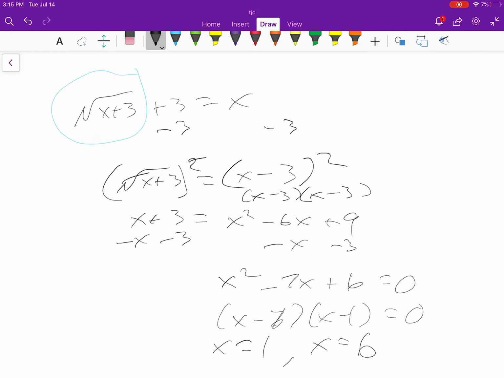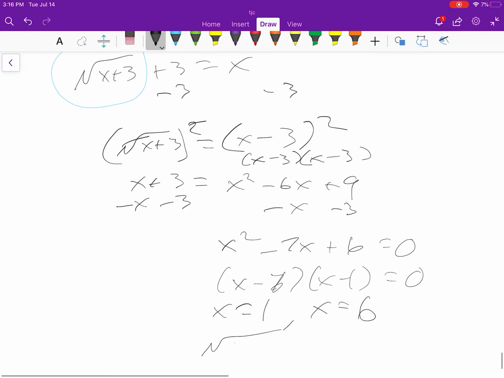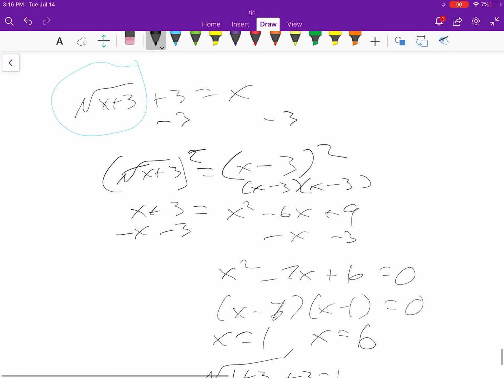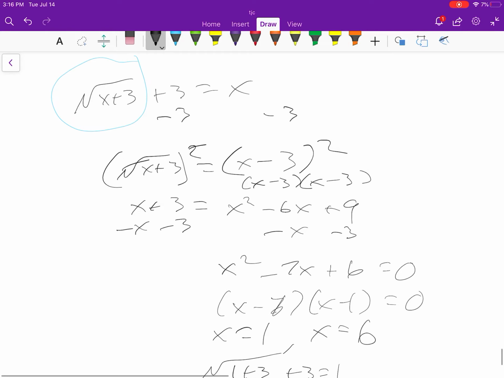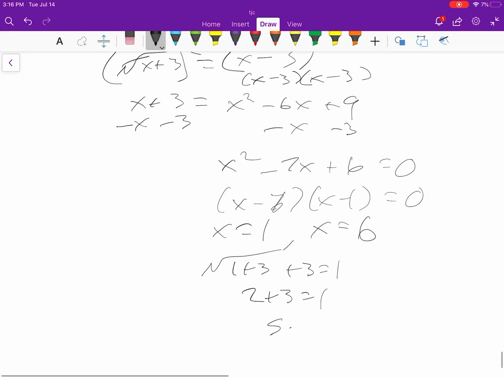Now, one or all of these could be extraneous solutions, so you're going to have to check them. You check them by plugging them in. So, does square root of 1 plus 3, plus 3, equal 1? So I plugged 1 into the original up here. I plugged 1 into that equation. And then 1 plus 3 is 4. Square root of 4 is 2. Does 2 plus 3 equal 1? No, it's 5. 5 does not equal 1. So this is an extraneous solution. Now 6 could still be an extraneous solution, so we got to check it as well.